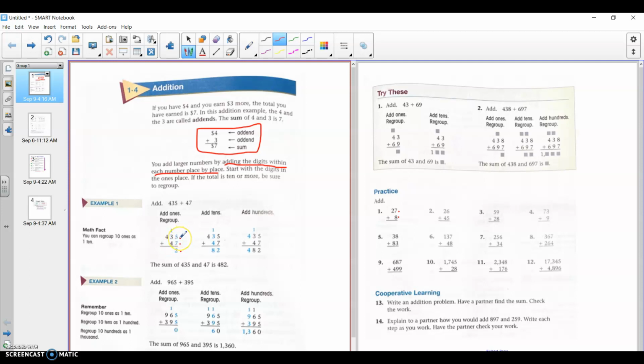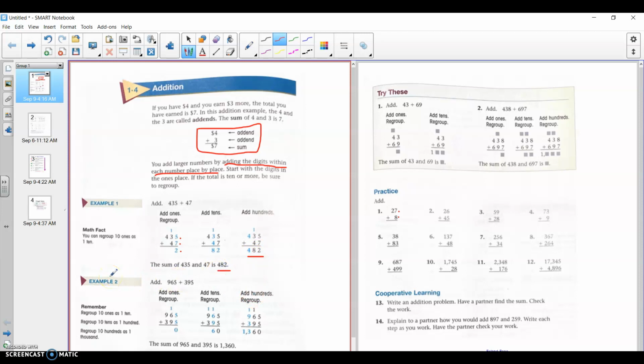So if you take 5 and 7, you're going to get 12. Now remember, you can only put the 2 down, and you're going to have to carry the 1 because you have digits in other place value spots. So 3 plus 4, that's 7 plus 1. As you can see, that's now the 8 over here. Now you do not have to carry anything over this one because it's not over 10. And so the last thing to do is 4 plus nothing is 4. And so your answer to 435 plus 47 is 482. And again, it's right here.